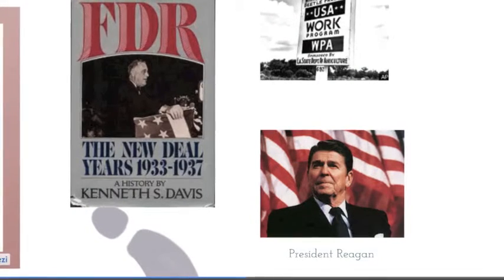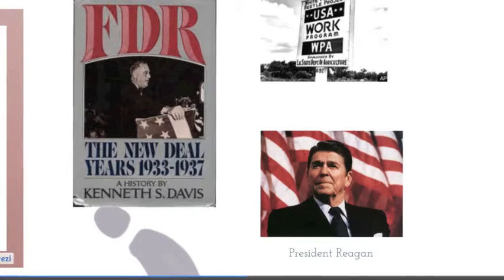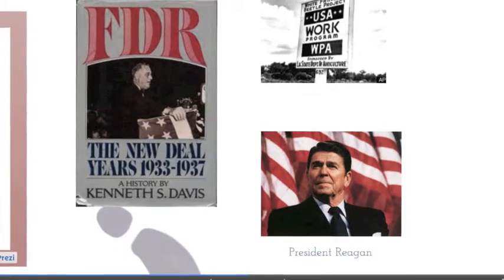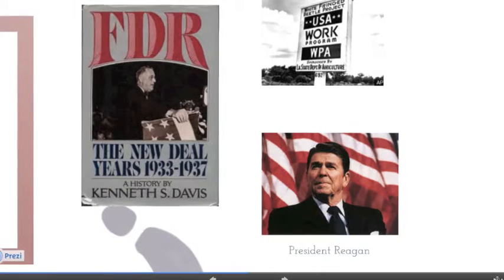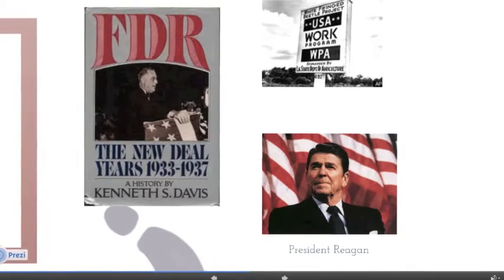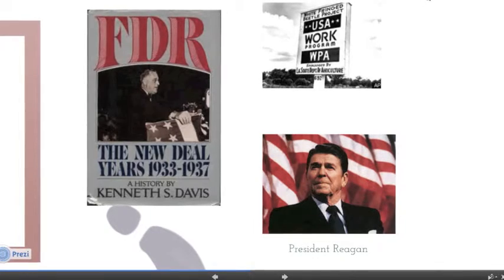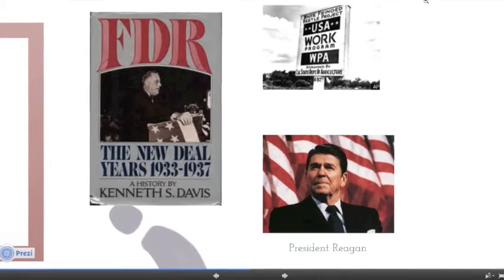Now here on the screen you can see a picture of FDR, and that's Franklin Delano Roosevelt, as well as a sign of the WPA and the ad there for it. And then you can also see President Reagan down at the bottom right-hand corner.